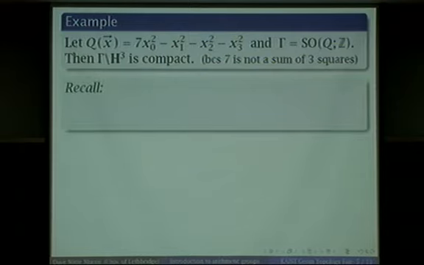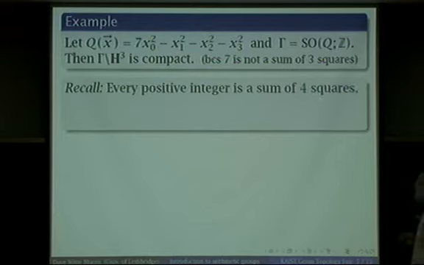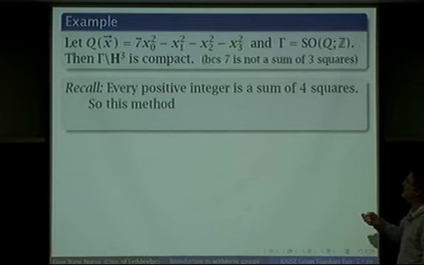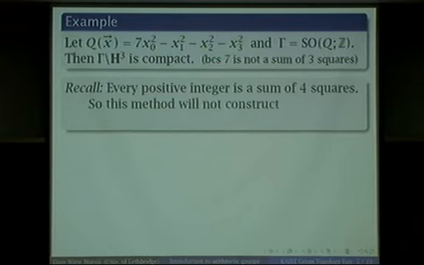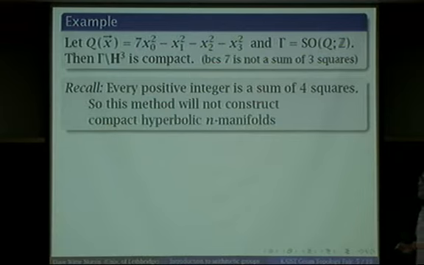But there's a problem with n-manifolds. Every positive integer, including 7, is a sum not of 3 squares, but 7 is 2 squared plus 1 squared plus 1 squared plus 1 squared. 7 is a sum of 4 squares, and I guess it's Lagrange's theorem that every positive number is a sum of 4 squares. So that means if you change 7 to something else, and you've got an x4 squared there, then there is going to be an isotropic vector. So this method of just changing the coefficient out front will not ever give you a co-compact hyperbolic manifold if you've got more than 4 variables, meaning if your dimension is greater than 3.